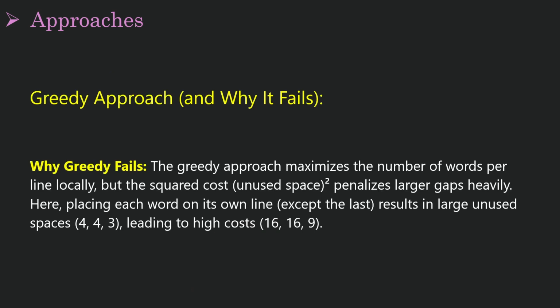Why greedy fails? The greedy approach maximizes the number of words per line locally, but the squared cost, unused space squared, penalizes larger gaps heavily. Here, placing each word on its own line, except the last, results in large unused spaces, 4, 4, 3, leading to high costs, 16, 16, 9. It misses opportunities to combine words on a line to reduce unused space, which would lower the squared cost.